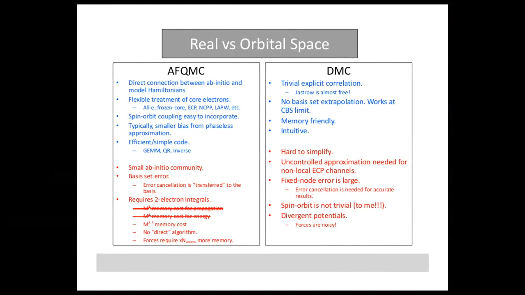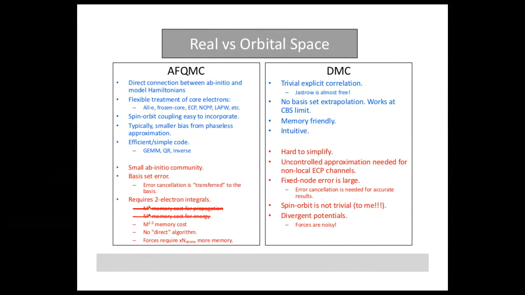Take this for what it's worth. I would say that in general, we have seen smaller biases in AFQMC compared to DMC, but that has to be taken with a grain of salt, and I'll go back to that in the next slide. And the other thing that we love is that it's really efficient. If you have BLAS and LAPACK, you have 95% of what you need to write an accelerated code. So on GPUs, this is perfect.